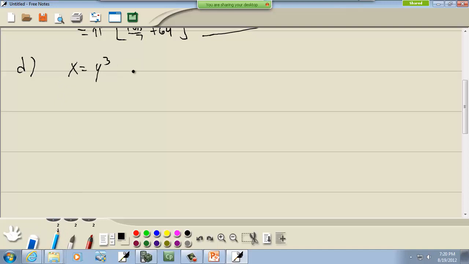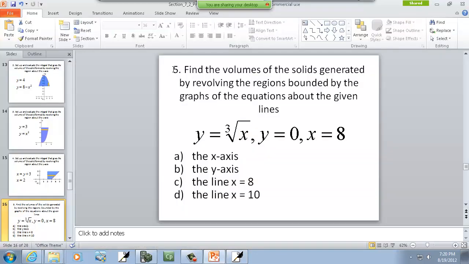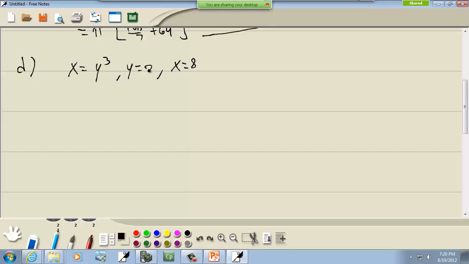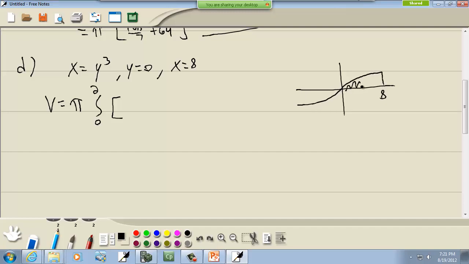X is equal to y to the third, and y is equal to 0, and x is equal to 8. And it's still 0 to 2. That hasn't changed. Now, this is the part that always makes me pause. So here's our graph. And here's 8. It's like that. And we want to revolve it around 10. So around this line.